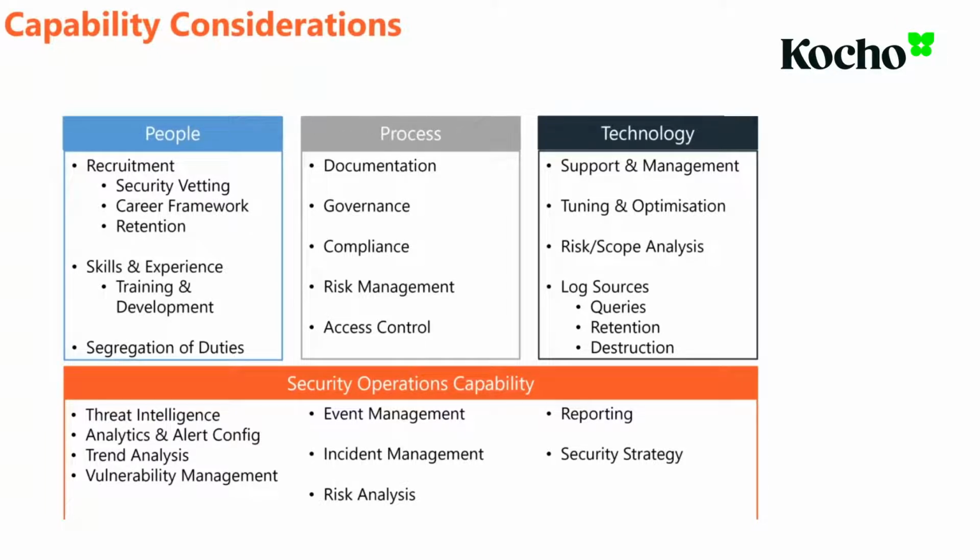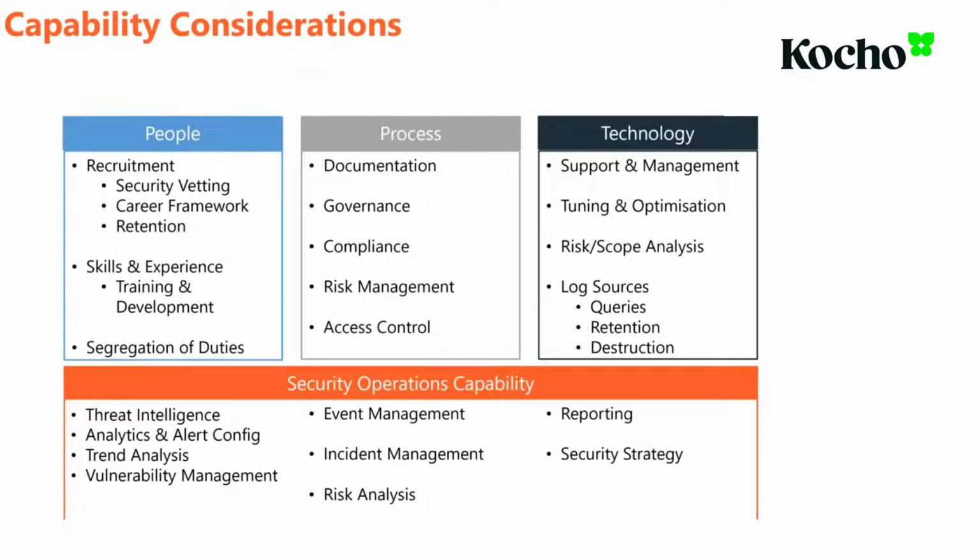On the people side, we need to think about recruitment and all the things that go with that. So things like security vetting, career framework, retention of staff, because obviously that's really important. Skills and experience, we need to look at training and development, and also segregation of duties. You don't want to have a team of 10 analysts and they're all working on the same thing. You need to understand who's doing what, and why they're doing it, and when they're doing it.